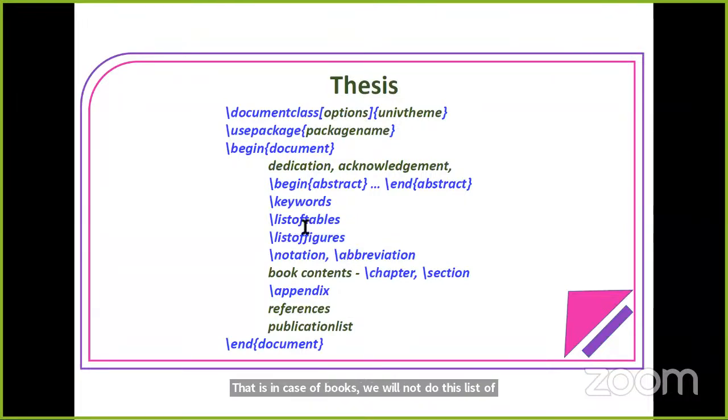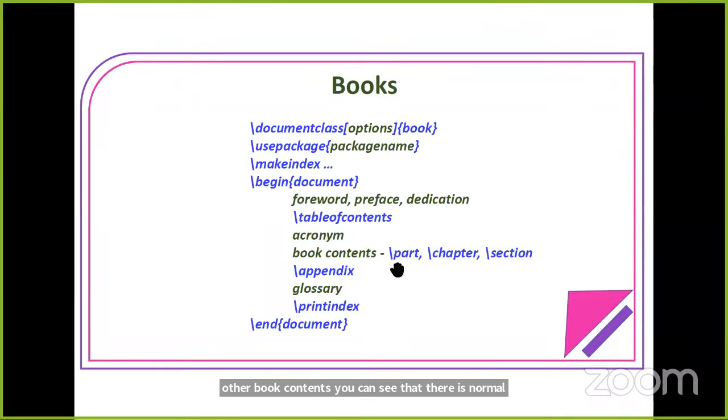That can be done using a command, list of tables and list of figures. If you give a single line, it will automatically list all the table numbers along with the details and print them there. Apart from that, we have notations as well as abbreviations. These are similar to our books. And in the other contents, you can see that there is no part. Whereas in the case of a book, we will have a part.